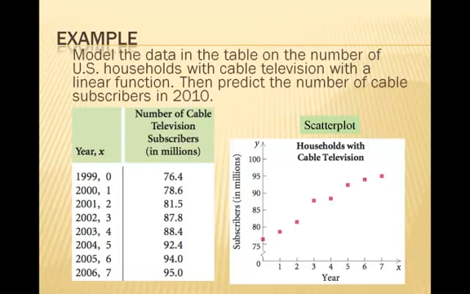In this example, I have a whole bunch of data points that represent the number of U.S. households with cable television. In the table, I have all the years listed out from 1999 up to 2006, and then the number of subscribers in millions that have cable television. Now, if you look at the scatter plot of this data, you can see that it's not exactly a line. Some data points are higher or lower, but it does look really close to a line.